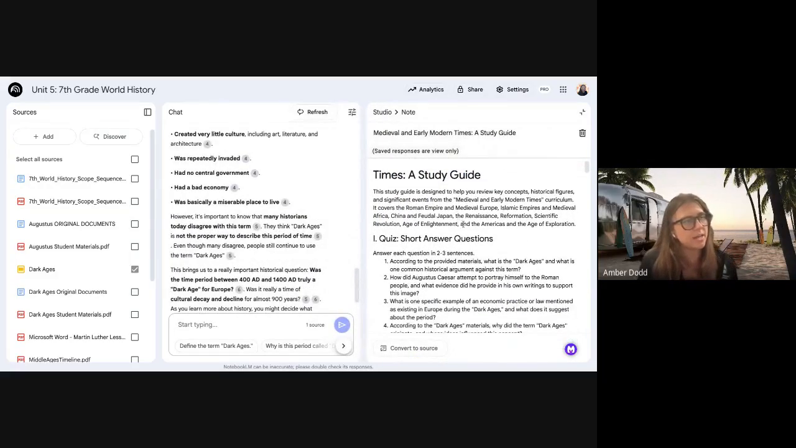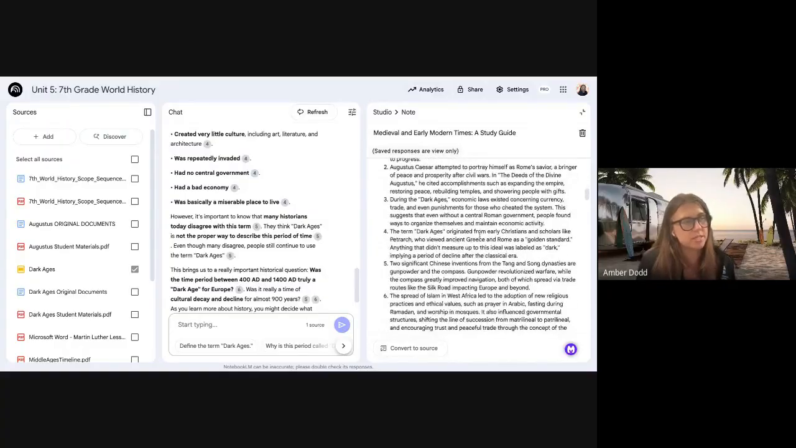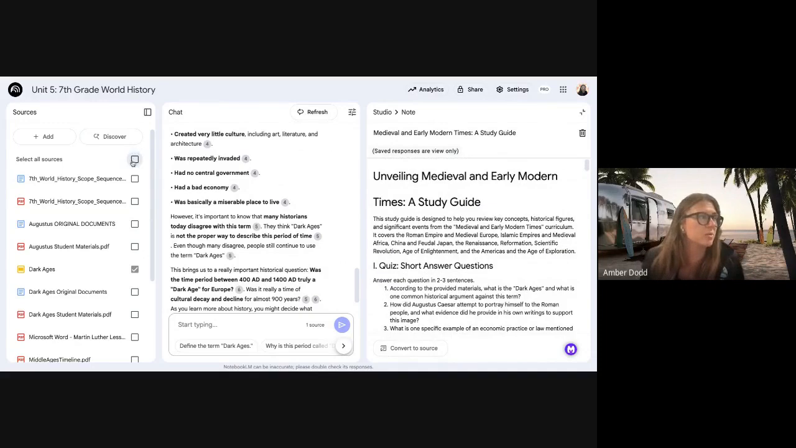Here's the study guide that I got. It gives me some questions, some answer keys with this. You can share notebooks. So I think this would be really awesome as a PLC to have a shared notebook that you all can interact with and look through together, and to be able to really look through things with it.